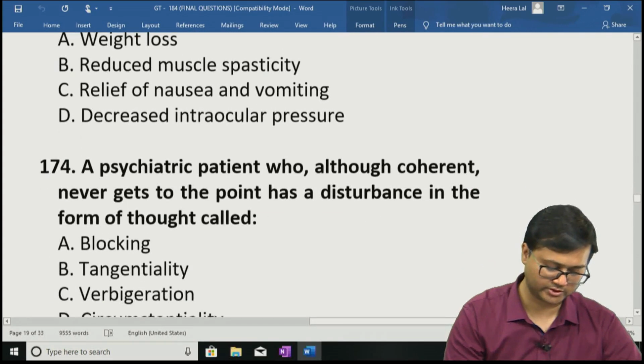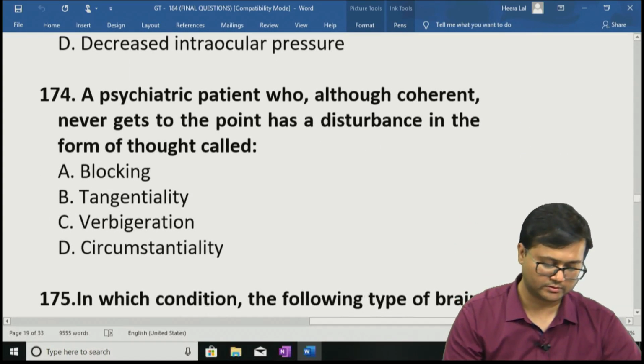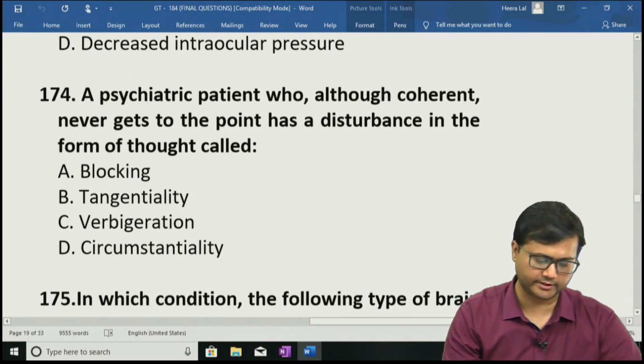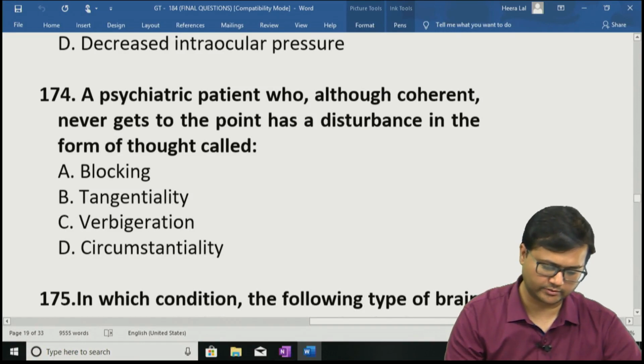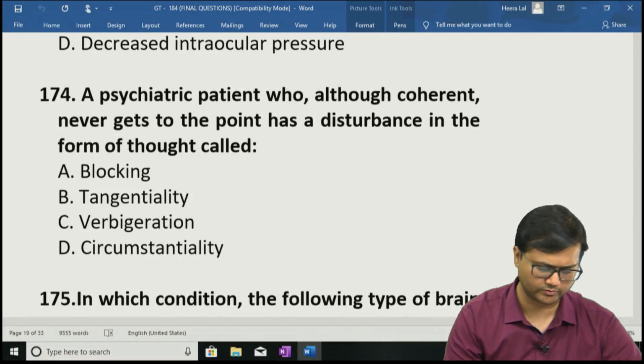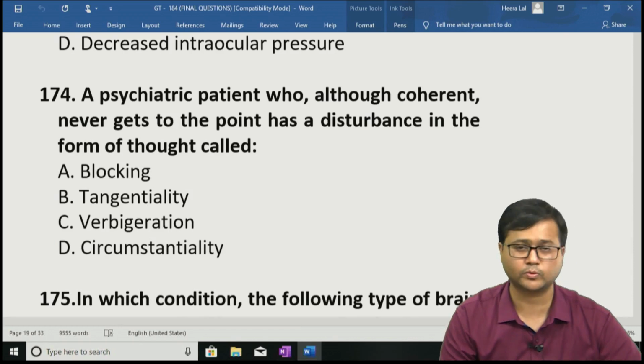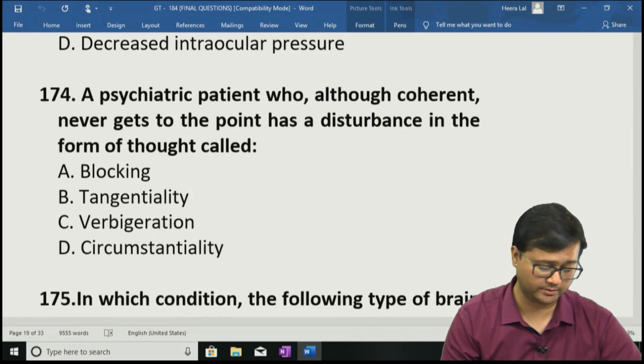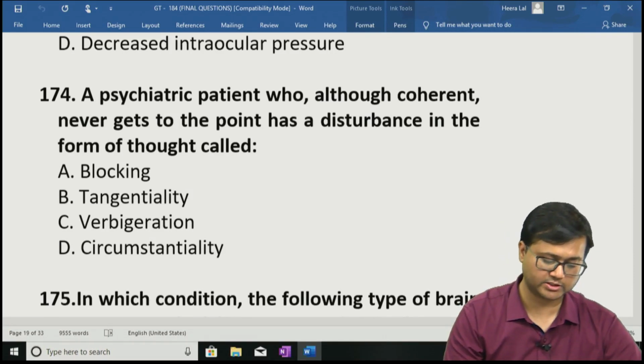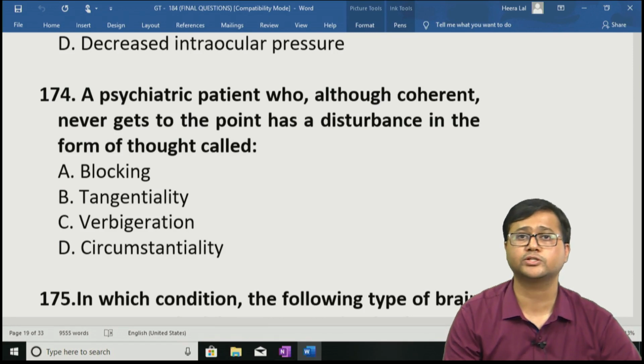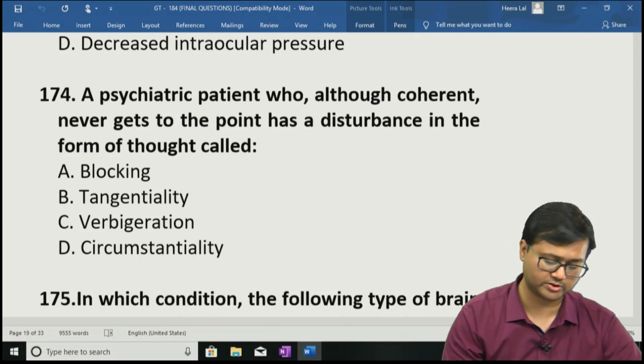Now the next question is 174. A psychiatric patient who, although coherent, never gets to the point and has a disturbance in form of thought, which is known as: the options are A, blocking, B, tangentiality, C, verbigeration, and D, circumstantiality.